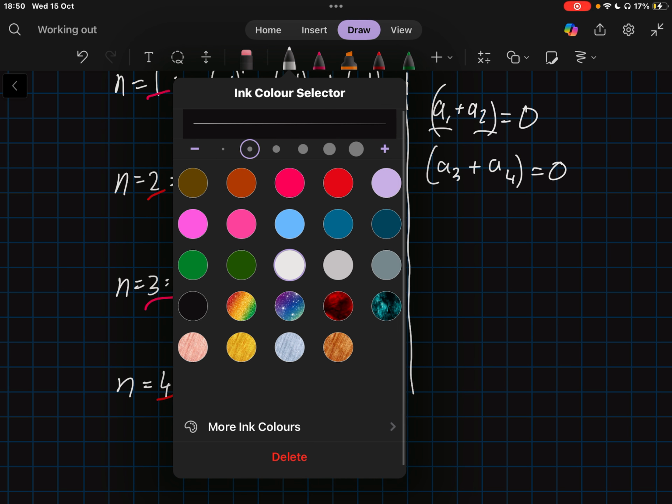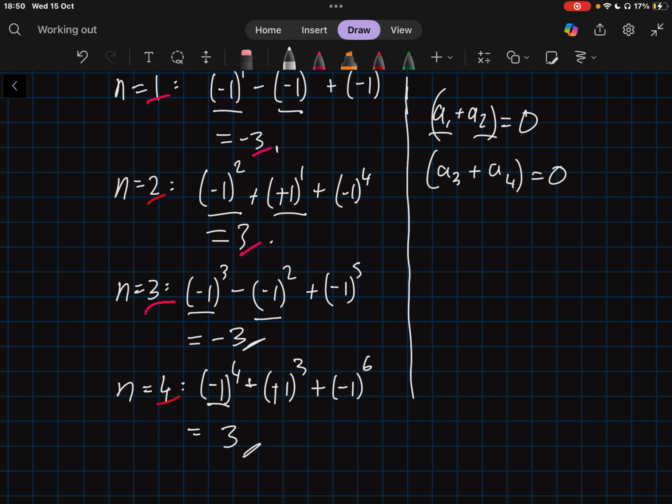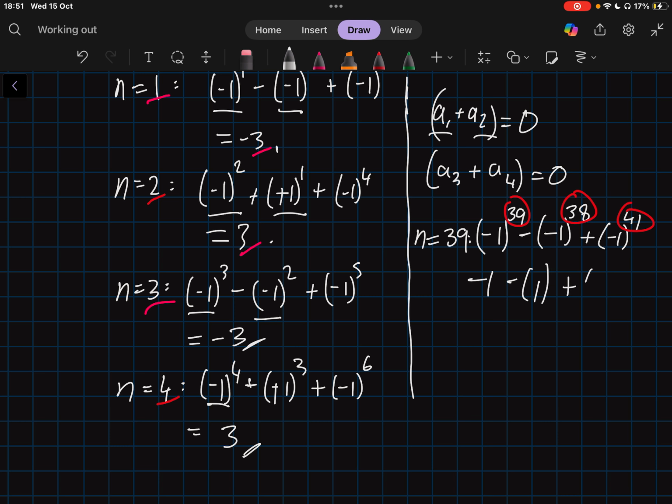So really, we only have to evaluate when n is 39. Let's hit n equals 39. We're going to have (-1)^39 - (-1)^38 + (-1)^41. This is an odd power, this is an even power, and this is an odd power. So it's going to be minus 1 minus 1 plus minus 1, which equals minus 3.